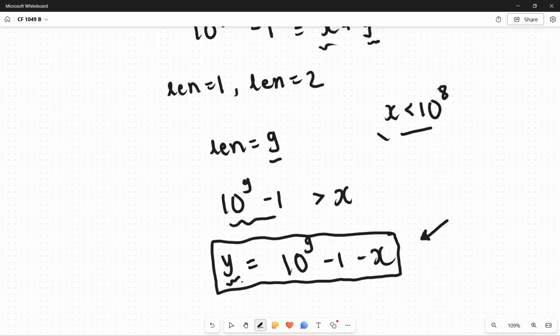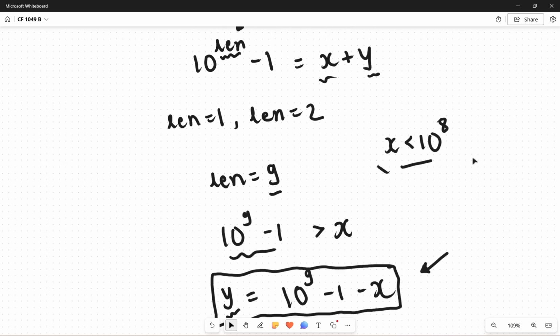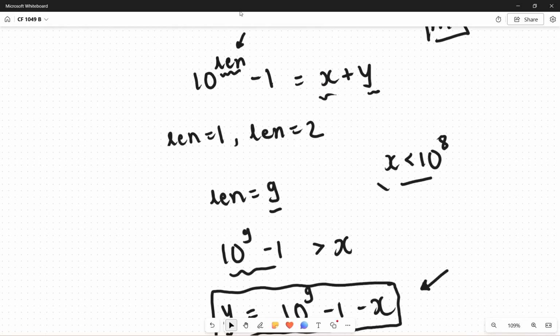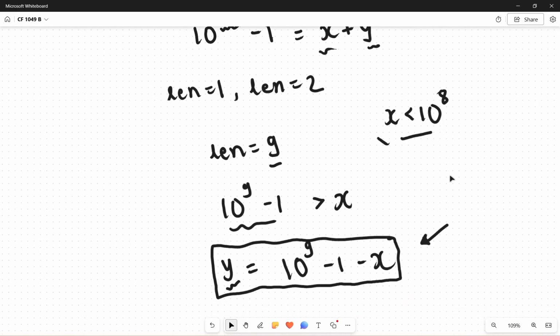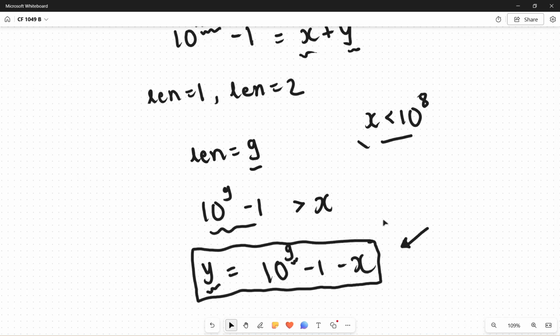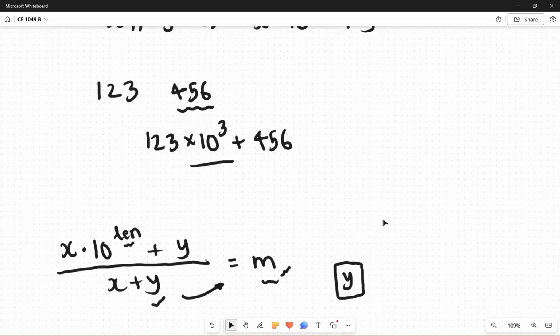Okay, so how do we guarantee that? So x is less than 10 to the power of 8, right? So by taking any number that is less than 10 to the power of 8, you can't decrease this 10 to the power of 9 minus 1 to some 8 digit number or lesser. It will always be a 9 digit number. So taking this 9 suffices. So yes, that's basically the whole solution.